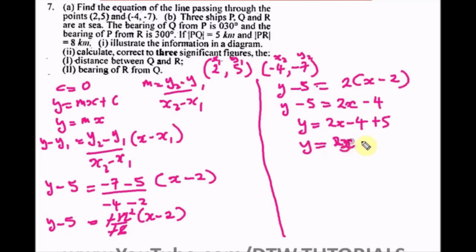Let us open our brackets. We have 2x minus 4, and we have y minus 5. We're looking for the equation of the line, so y will stay on this side of the equation. Let's take minus 5 to the other side. We have y is equal to 2x minus 4 plus 5, and this will give us y equal to 2x plus 1. So this is the equation of the line. This is our answer.